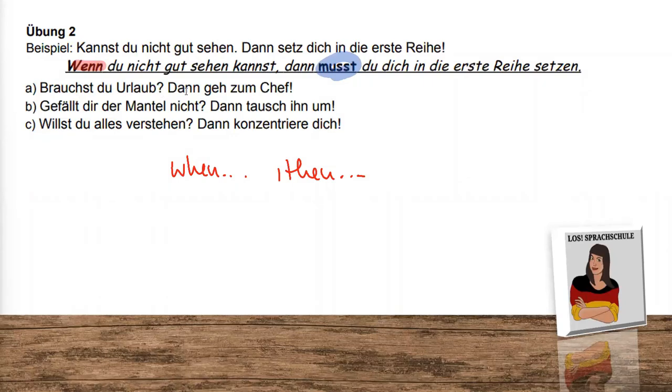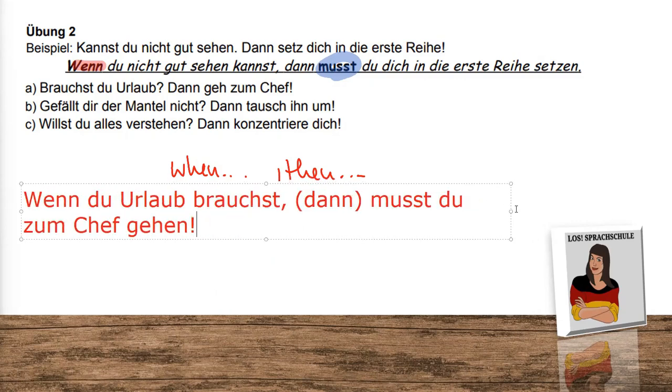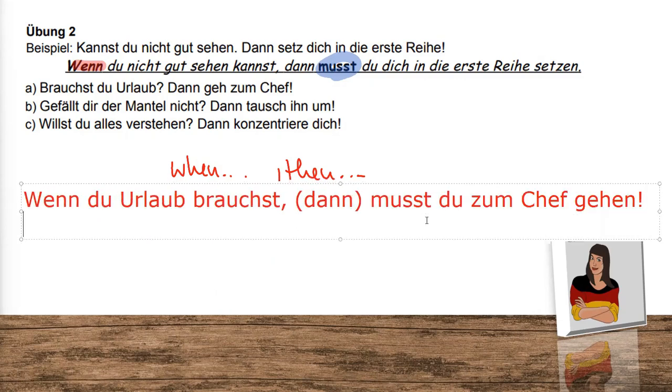Brauchst du Urlaub? Dann geh zum Chef. You need a vacation? Go to your boss. And now we want to make it conditional. Wenn du Urlaub brauchst, Komma, dann musst du zum Chef gehen. Nothing else. If you know now the order of the words, it will be so easy to do really good and advanced sentences. Let's try the next one.